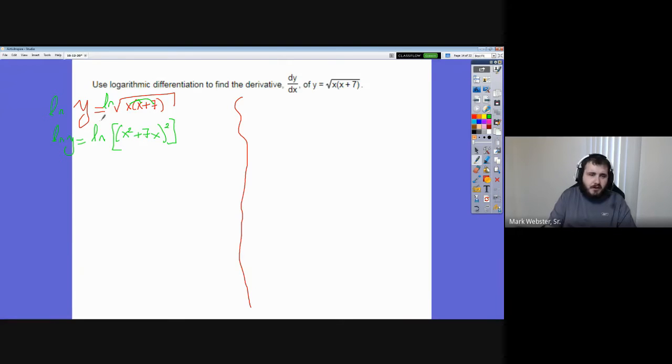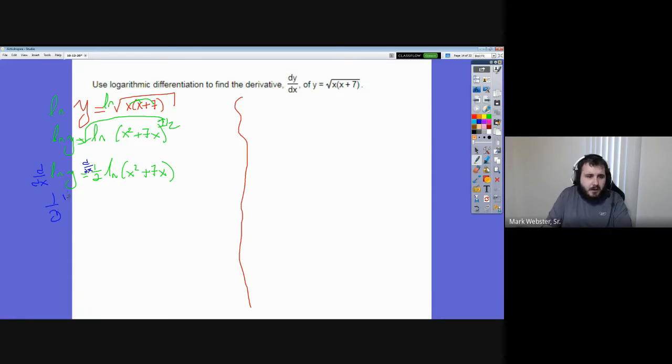So the first thing I can do here is bring that. Why did I do that? There we go. Sorry, 1/2, not 2. I can take this 1/2 and bring it down. And now I just take the derivative of both sides. We make that a different color so it's more clear what's happening. Take the derivative of both sides.